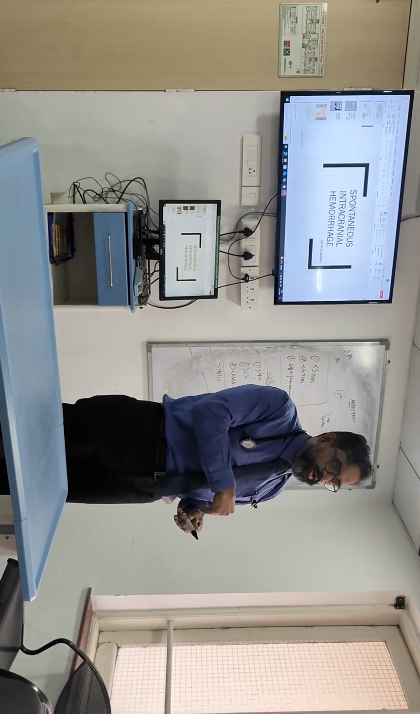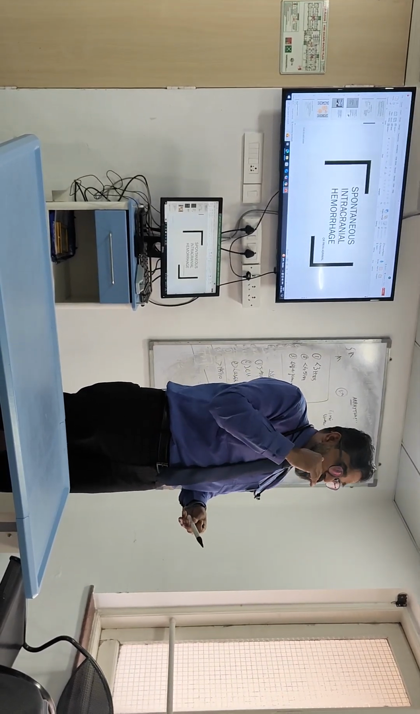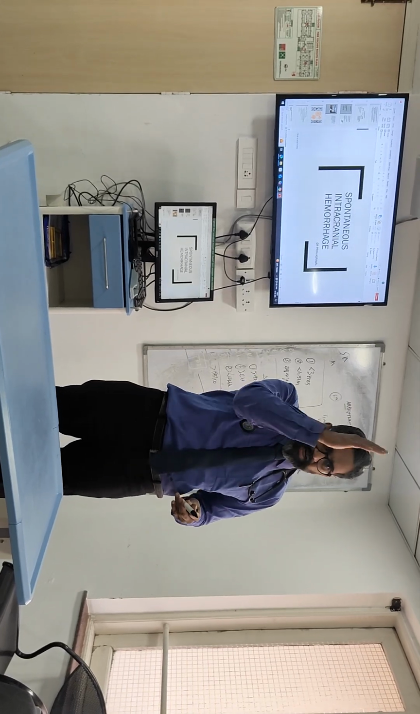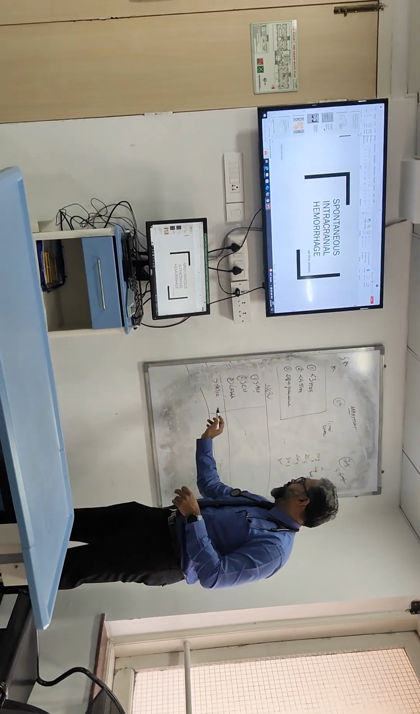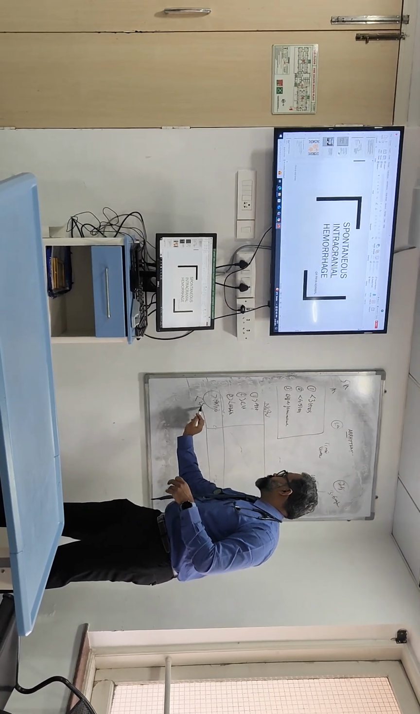You can start labetalol, but labetalol 5, 10, 15. Once you reach 20 or 25, you've lost 10 minutes, so start the NTGs. Don't wait too much. Start the NTG, because the entire objective is to get this to less than 180.